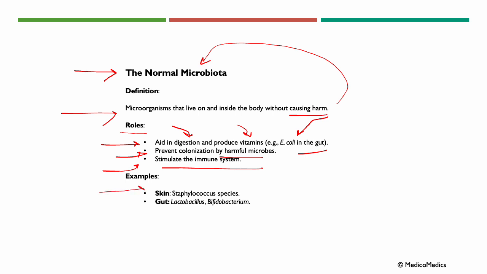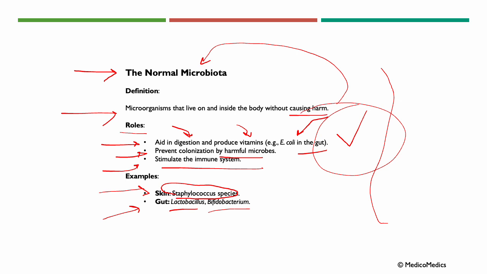Some examples can be in our skin, we have Staphylococcus species. In our gut, we can find Lactobacillus, Bifidobacterium, etc. So these normal ones are like a built-in defense system and some kind of a helper team. They all have positive benefits.